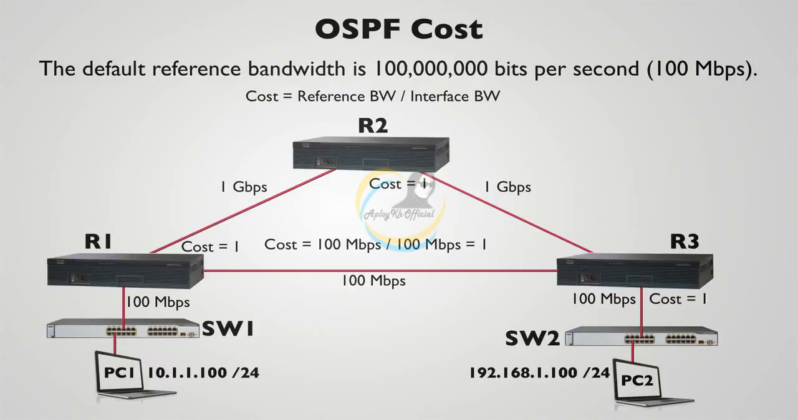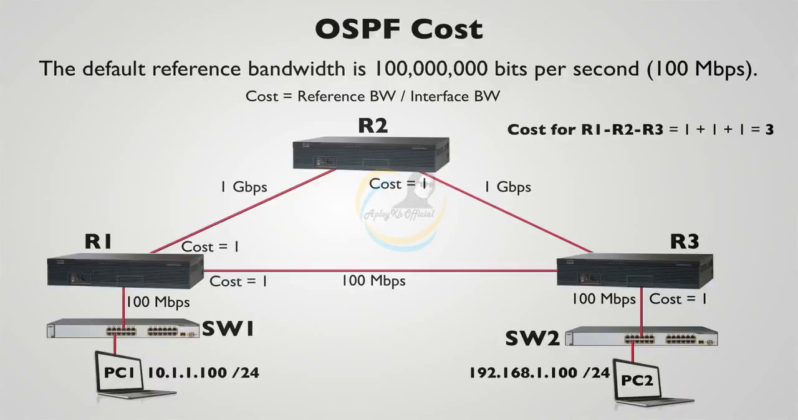Are you starting to see the issue here? We're not distinguishing between a 1 gig link and a 100 meg link because the reference bandwidth is set to only 100 megabits per second. Well, let's continue with the scenario. With a path from R1 to R2 to R3, that's going to be a cost of 1 plus 1 plus 1. It's going to be a cost of 3.